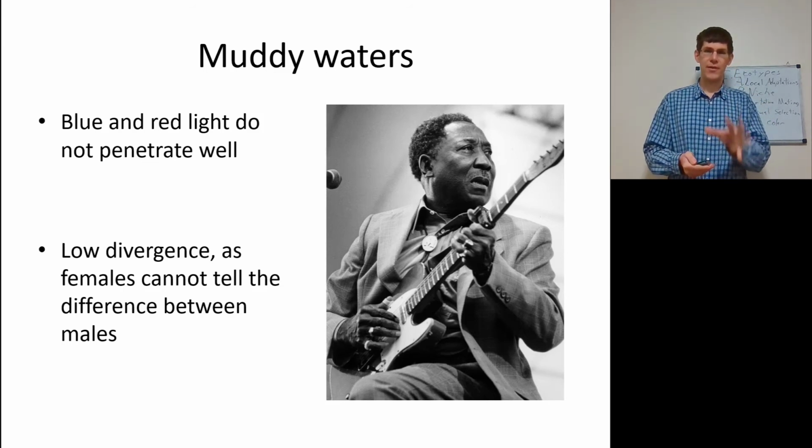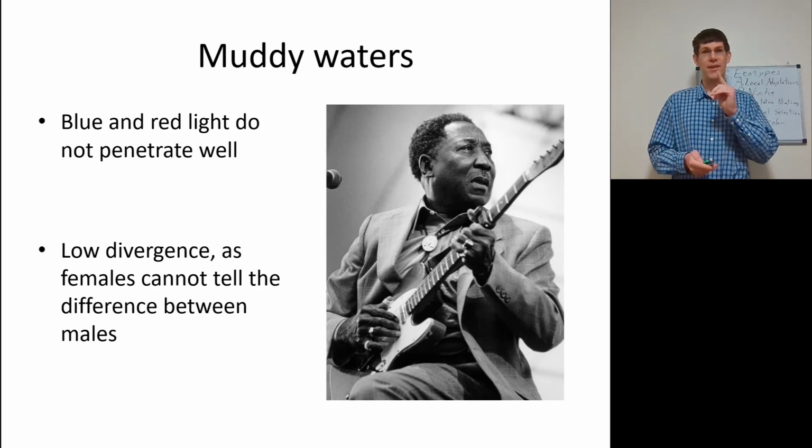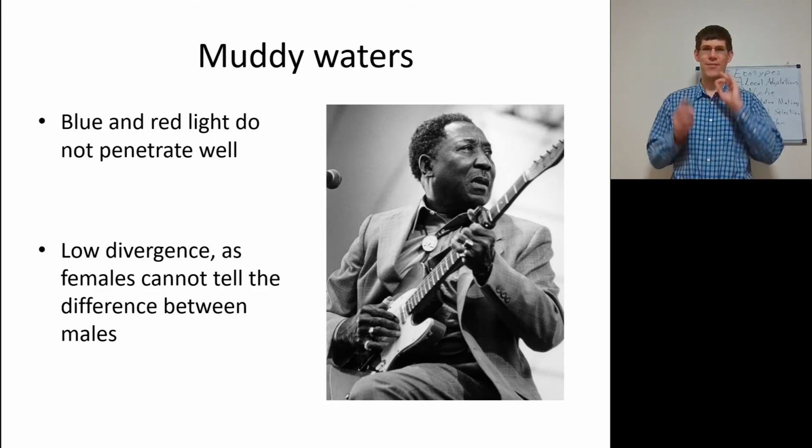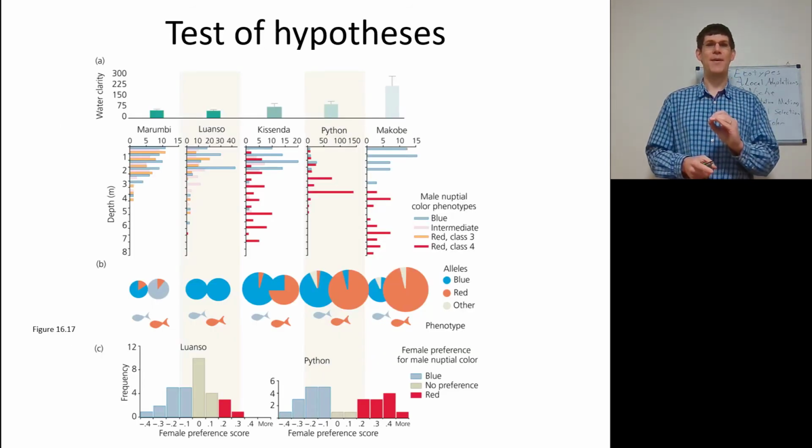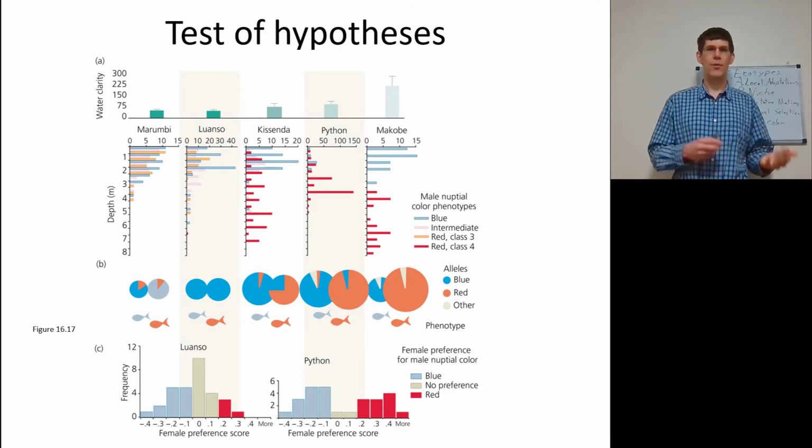So your book covers this a bit, and actually your Campbell book, I believe, has a bit more on this as well. This is a good fish example, but our evolution book covers this part, where they really tested the hypothesis in different waters with different amounts of murk. So the Marumbi waters, very murky. The Luanso waters, murky. Kisenda, clear. Python, clear. Makobe, clear. So we have 3 clear and 2 murky.